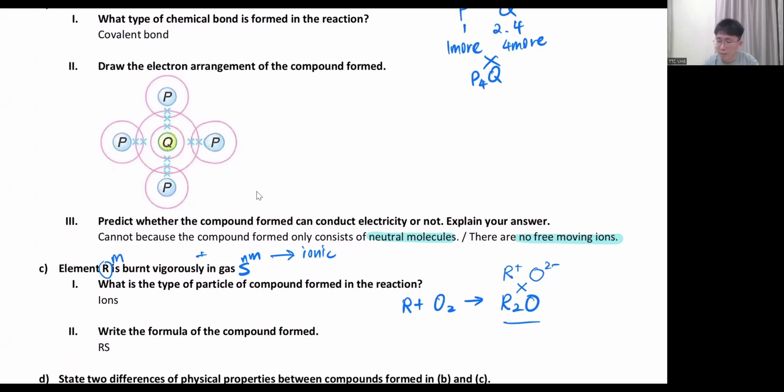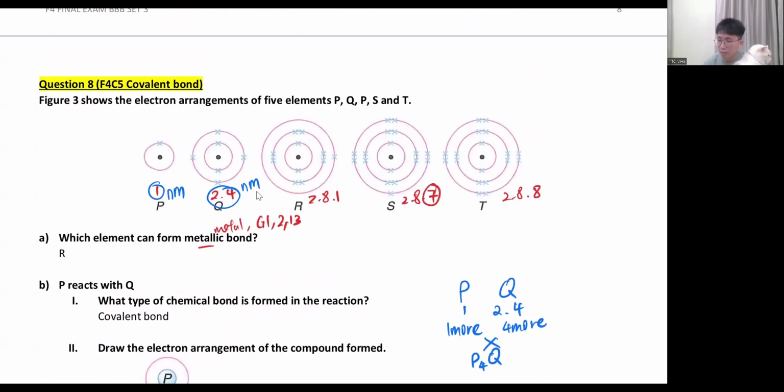Okay, but never mind, guys. Let me give you both answers. If got S, then it's RS. If no S, then it's R2O. Because it's possible to burn R in oxygen and also in chlorine. Burning in both of these is possible. But why does R give you RS? Because when you burn with S, S is what? Do you see S is group 17?